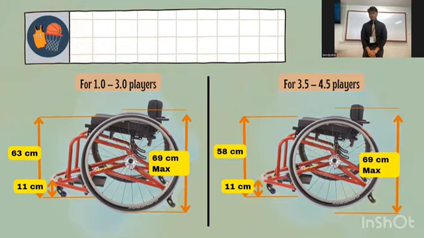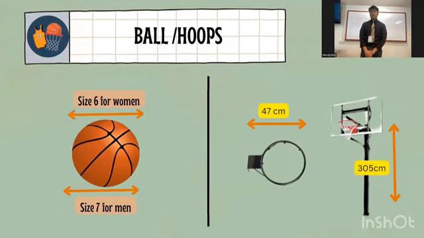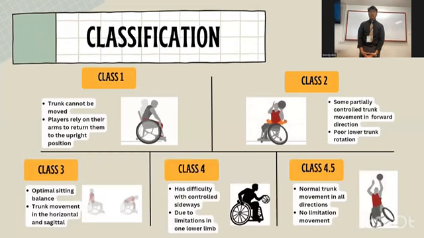Okay, next. And then for the balls and also hoops, the ball is around size 6 for women and size 7 for men. And then the rim is around 47 cm or 80 inches. The reason the size is the same as the actual basketball is for these athletes to gain confidence that they can shoot like a normal person. Okay, next. I will let the next presenter continue with the classification.